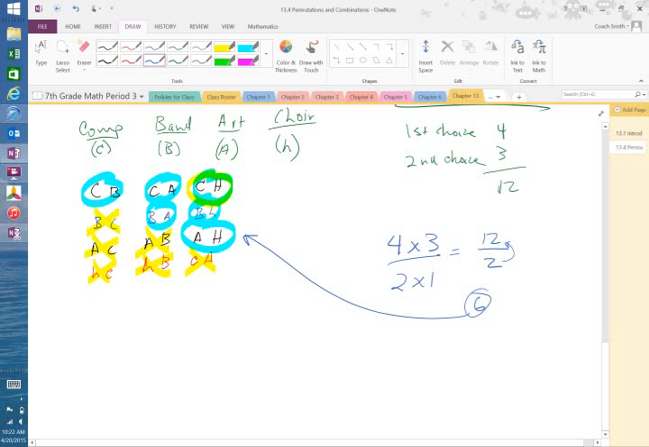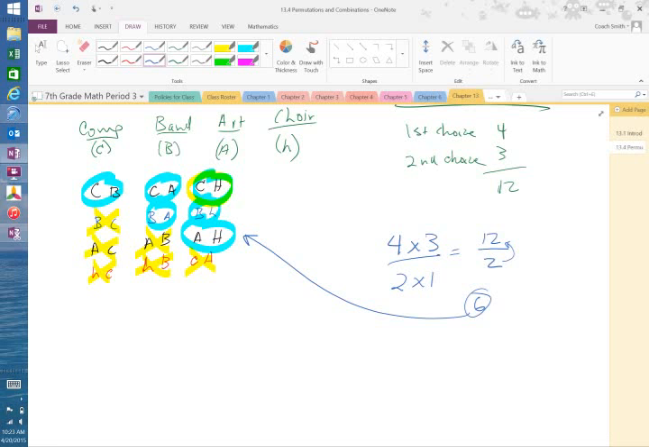Now, if you were choosing 3 of the 4, it would be 4 for the first one, 3 for the second one, 2 for the third one. So 4 times 3 times 2, which would be 24. Then on bottom, since there's 3 choices, 3 times 2 times 1. If there's 10 choices out of the 20, then it would be 20 times 19 times 18 times 17 times 16, and so on, and on bottom you would have 10 times 9 times 8 times 7, and so on, just like that. Okay? So let me give you another example.